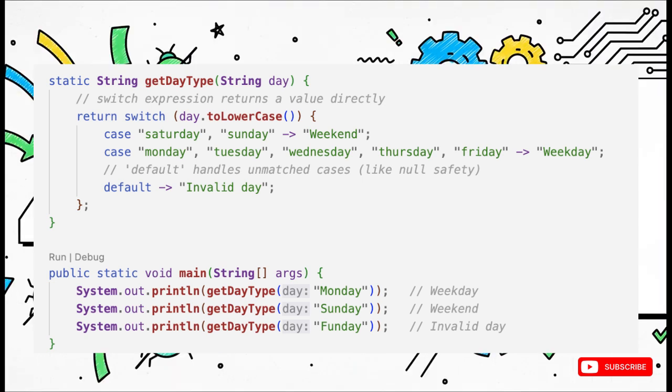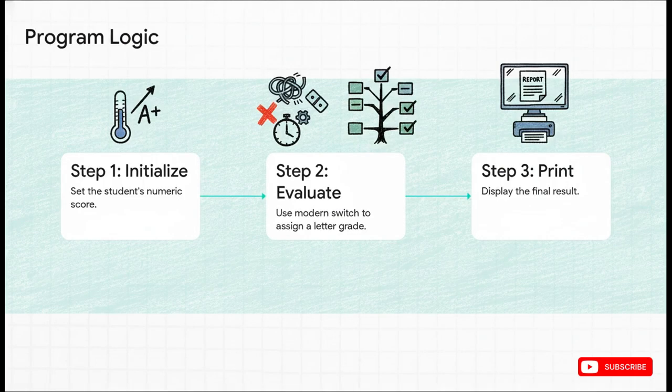All right, enough theory. Let's see how this thing works in the real world. The logic here is super straightforward. We're going to start with a student's score, use one of these new modern switch expressions to figure out their letter grade, and then just print out the result. Simple as that. Let's look at the code.